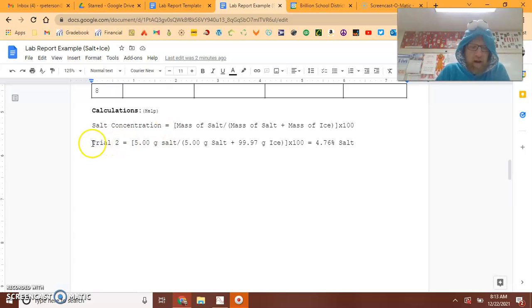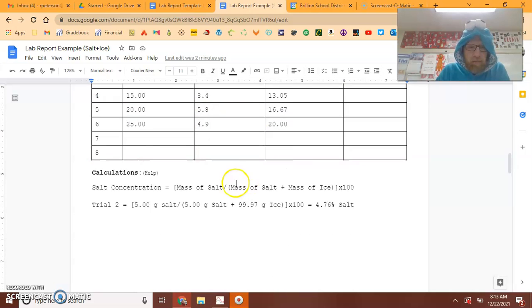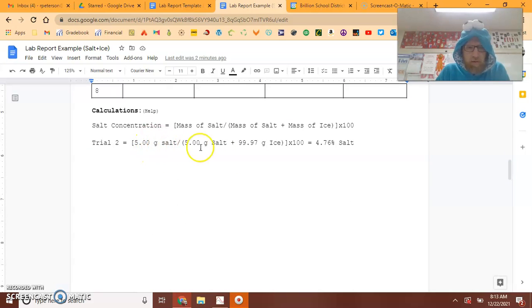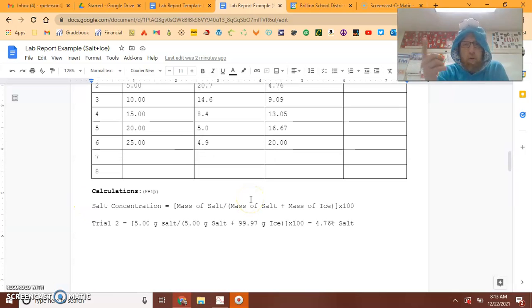And then here's an example for trial 2. So I cited which row I got these numbers from. And this is the amount of salt, and the amount of salt plus the amount of ice times 100 made it 4.76% salt. Bam. Then all these other values here are the result of that same calculation in that row. I only need to show one example, but it needs to be beautifully clear.